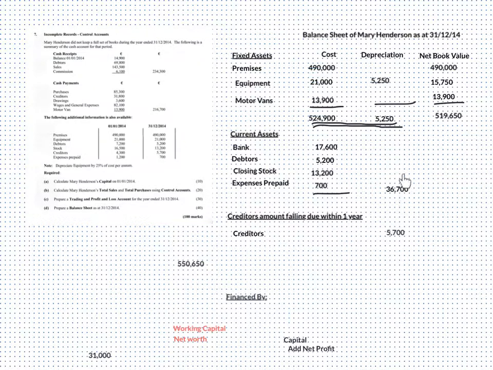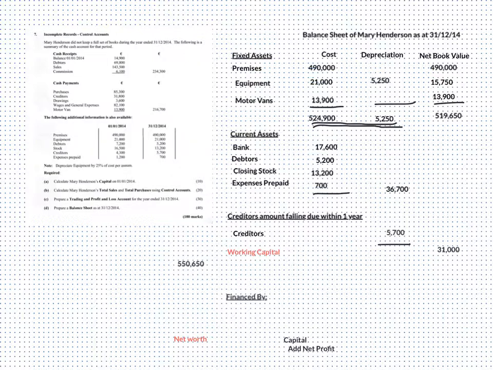We subtract these two figures, and this figure gives us what's called our working capital. So I'll just bring up this figure, working capital. So our working capital figure is actually 31,000 even. So 31,000. I just put the working capital in red here so you remember it's a calculation. So current assets minus current liabilities equals working capital of 31,000 even.